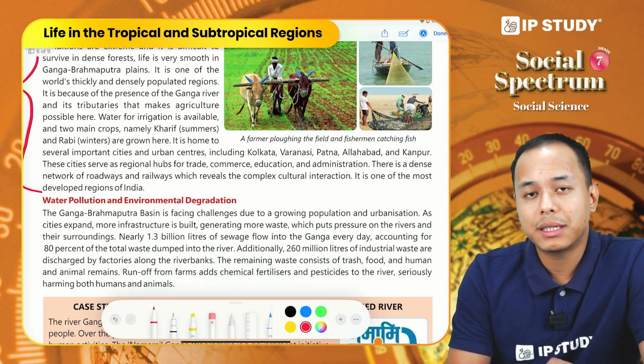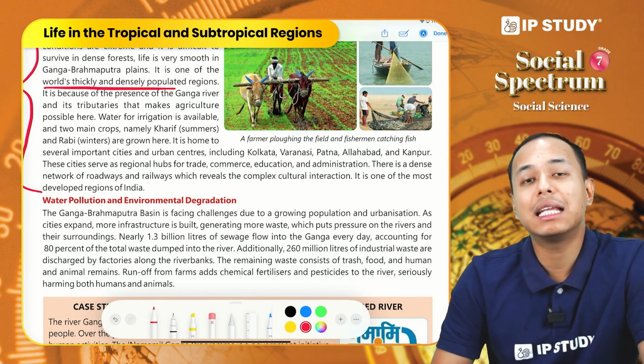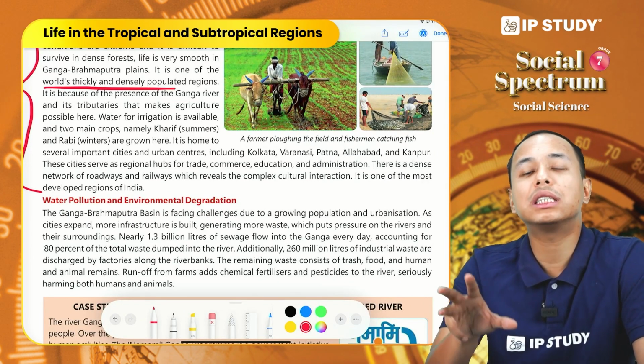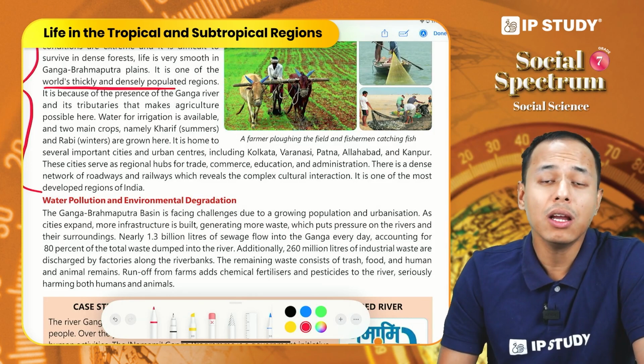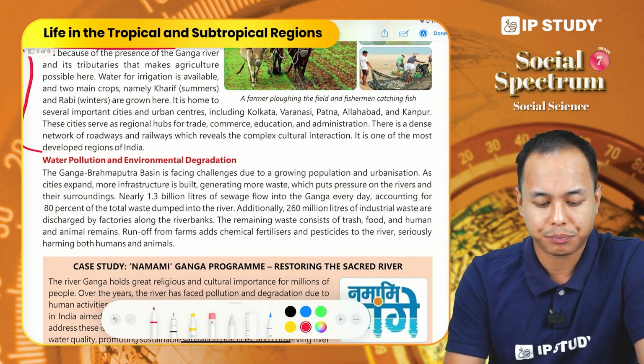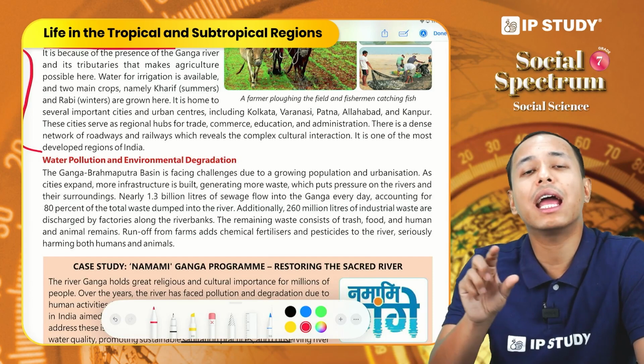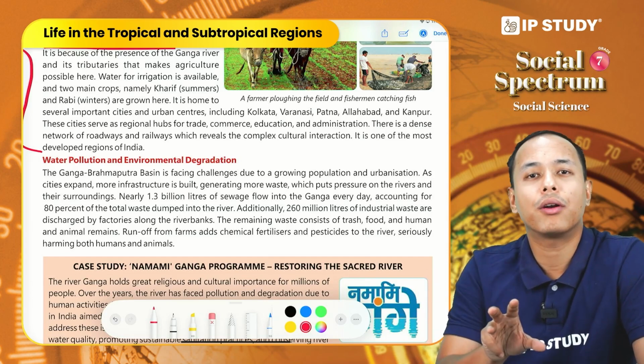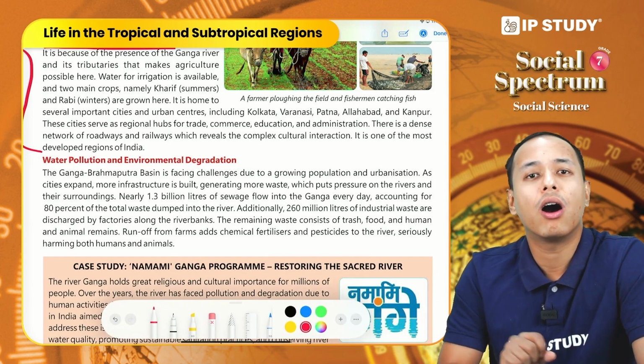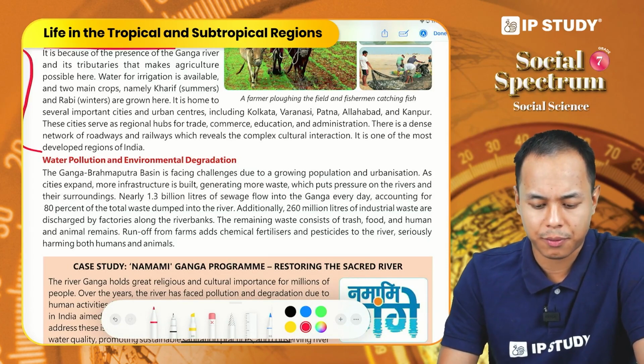The Ganga-Brahmaputra Basin is thickly and densely populated. In fact, it is one of the most densely populated regions in the world. Okay, and the reason I have already said, because of the fertile alluvial soil brought down by the different tributaries of Ganga and Brahmaputra.